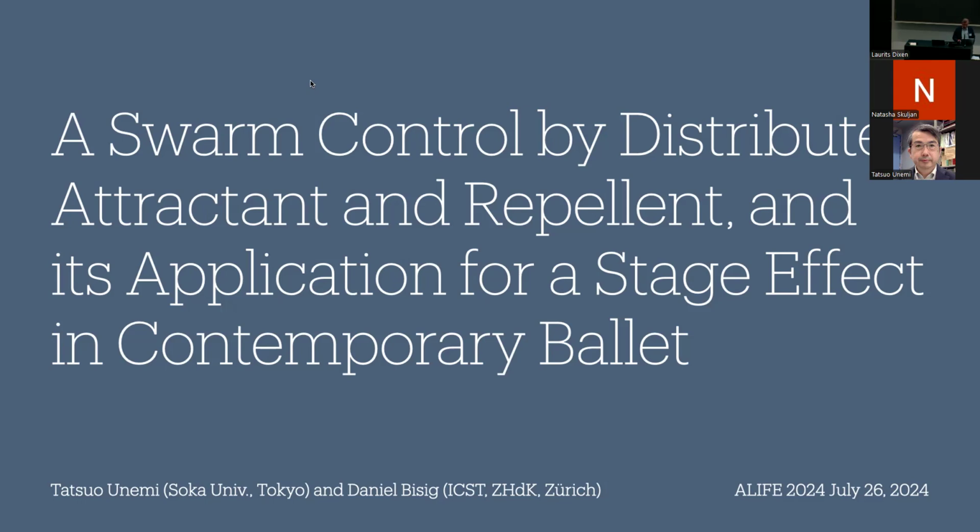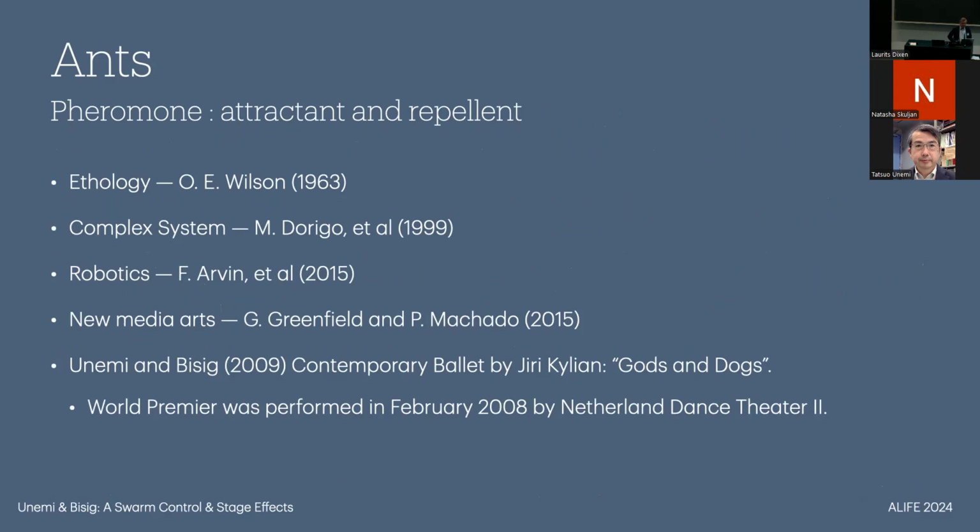So, to start, this is an application of the ant algorithm. Ant behavior is modeled by distributed pheromones, both attractants and repellents. Many researchers have already done work in various fields, ecology, complex systems, and robotics also. One very nice survey can be found in the Artificial Life journal by Greenfield and Macado. And then we also did a kind of contemporary application.